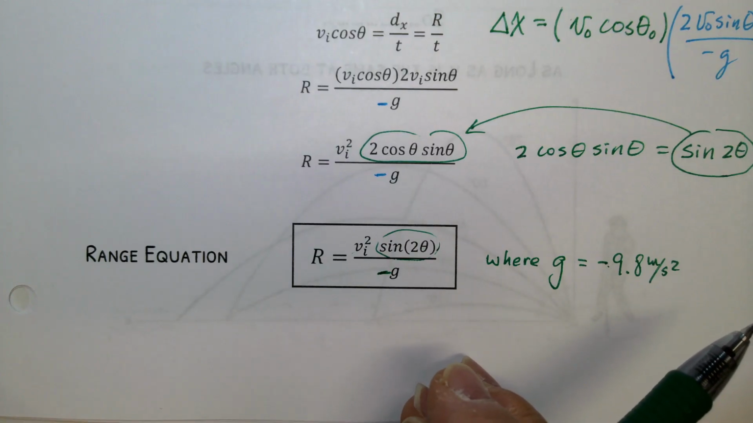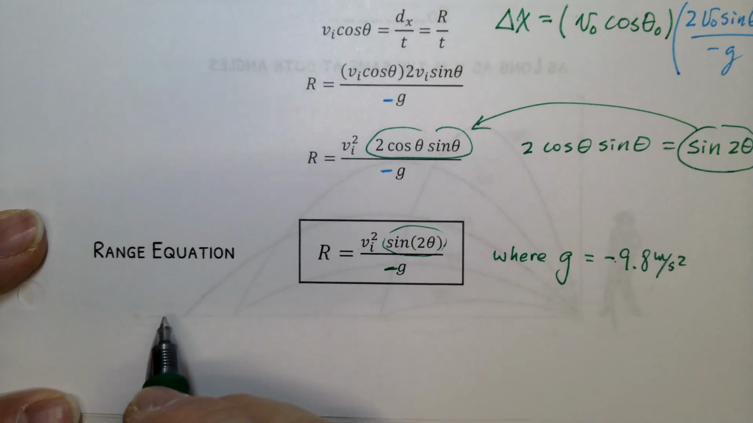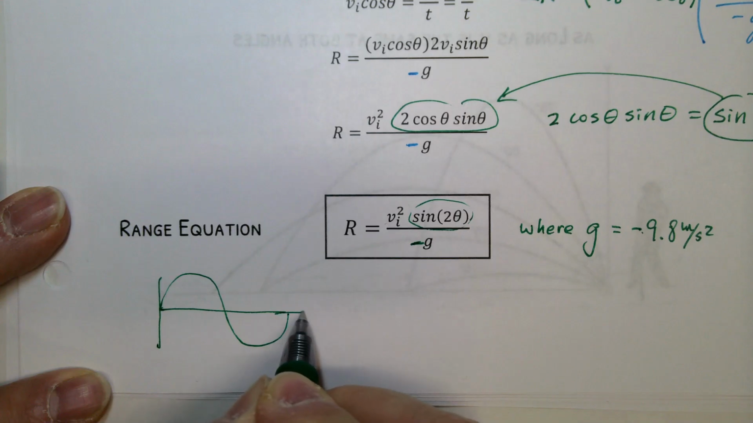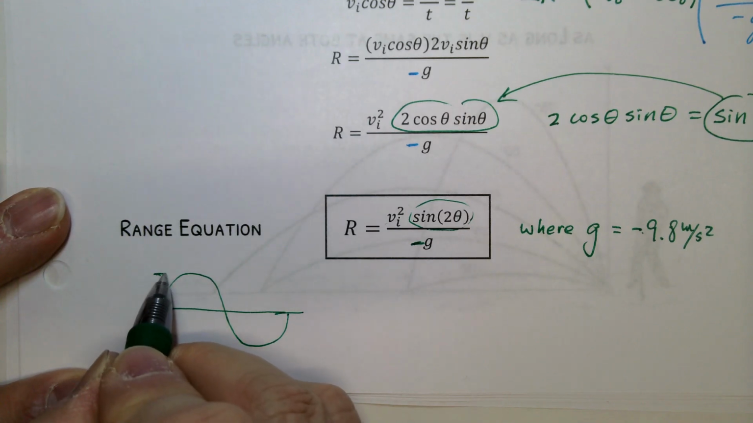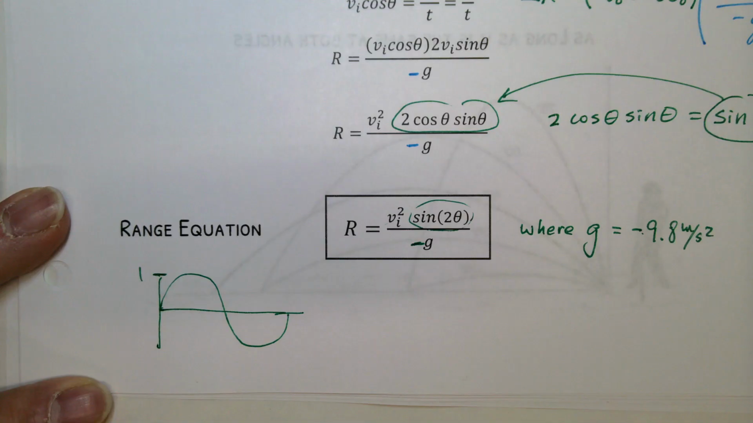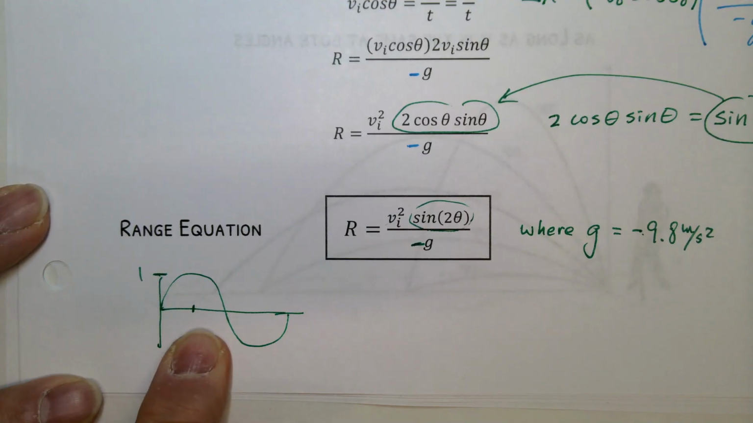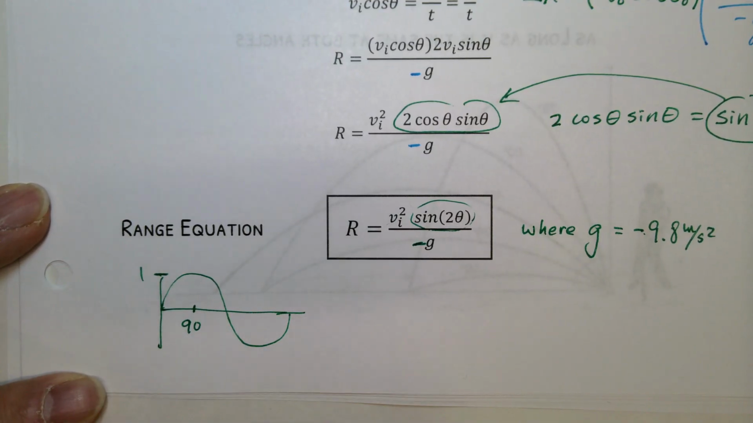One. Yeah, 1. And where does that happen? If you look at a sine function, where does that maximum of 1 happen for the sine function? Pi over 2. Or, what is the angle-wise, degree-wise? Pi over 2 is 90 degrees. It happens at 90 degrees. Right? It happens at 90 degrees.